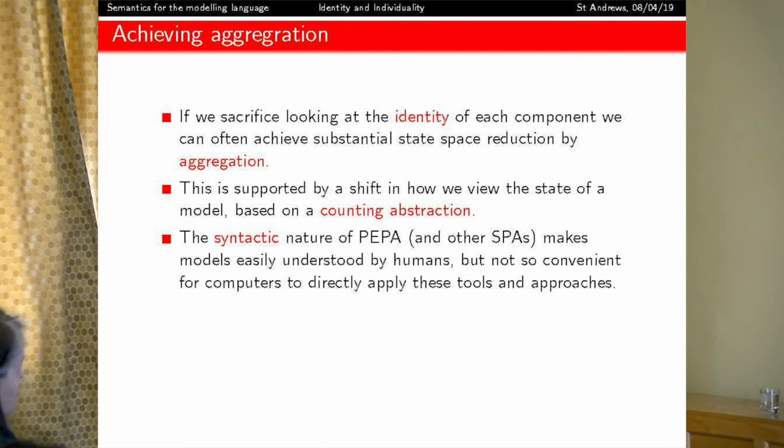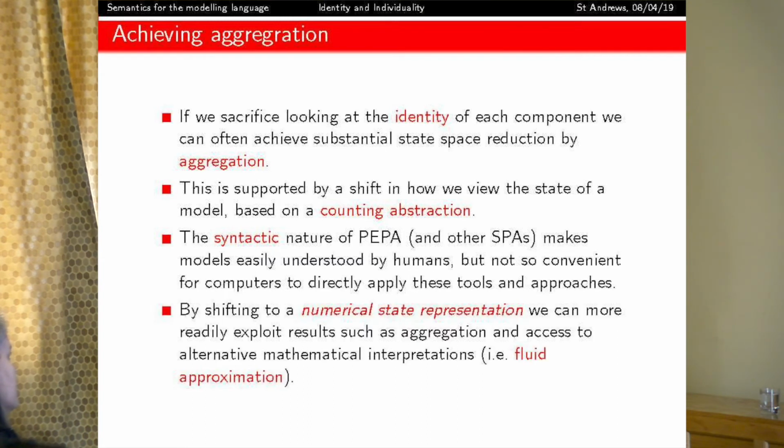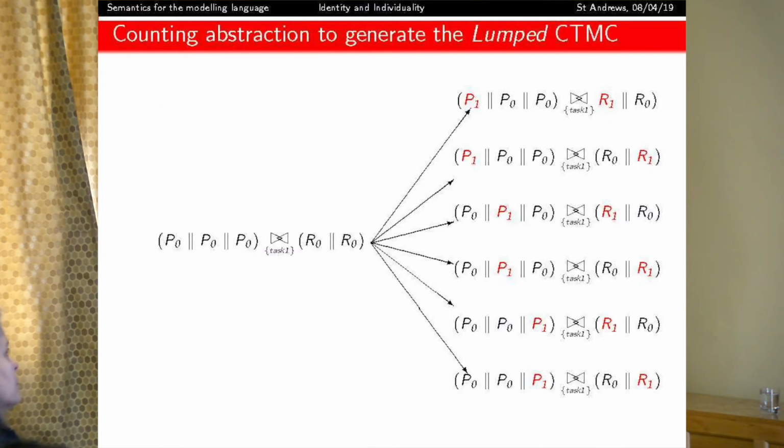The way that we design the states in PEPA is very syntax-based, which makes it great for humans to read the models and understand, but not so good for doing things like aggregation. So we also switch to a more numerical representation of the states, and then we can do both this aggregation and some other things as well. So if we're looking at this example again, then we can say actually all those states on the right-hand side are equivalent. In each case, one processor has cooperated with one resource and moved on to the next state.